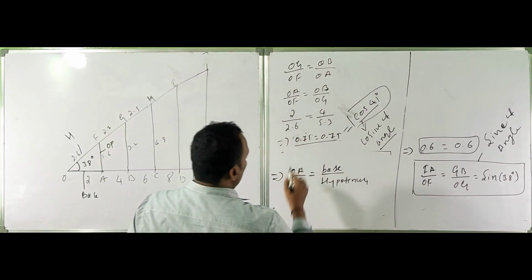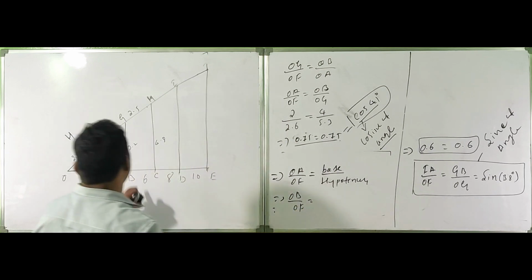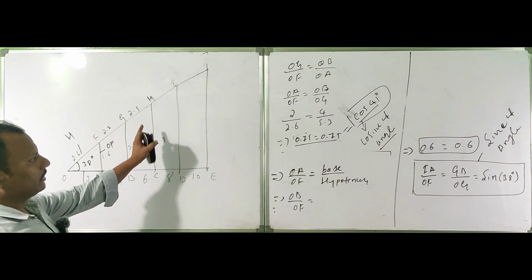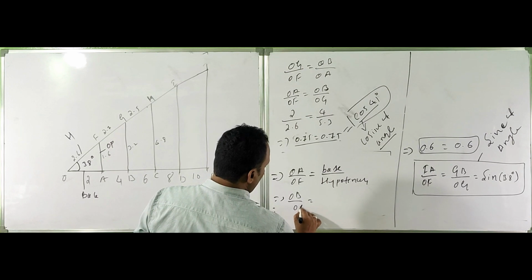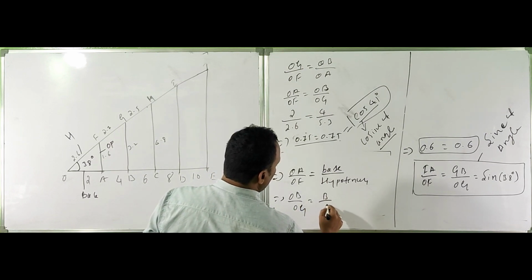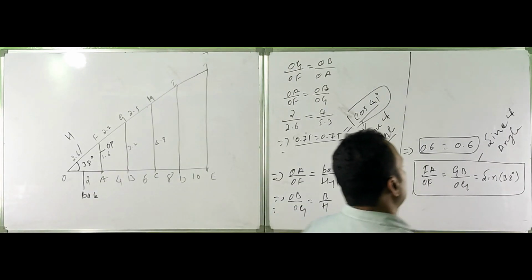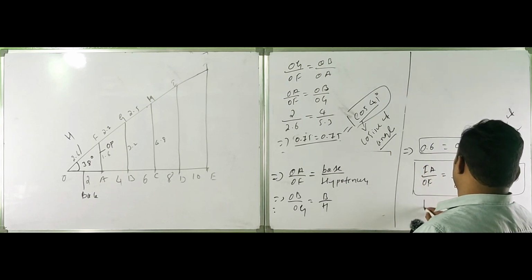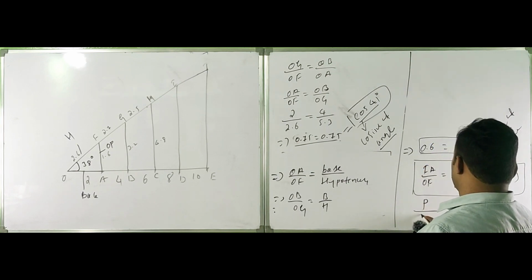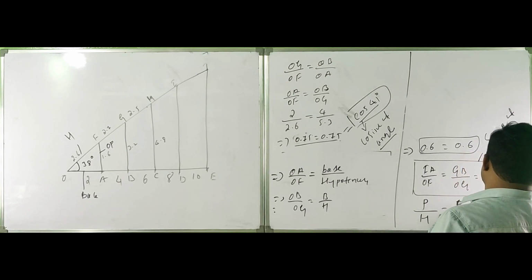Okay. Similarly, OB by OF. Right? What is the OB here? OB by OG. Right? OB by OG is equal to base by H, hypotenuse. See here, what the sine is? What the FA by OF is? What is FA? Perpendicular. P by, what is the OF? Hypotenuse. Again P by hypotenuse. We are getting sine 38 degree.